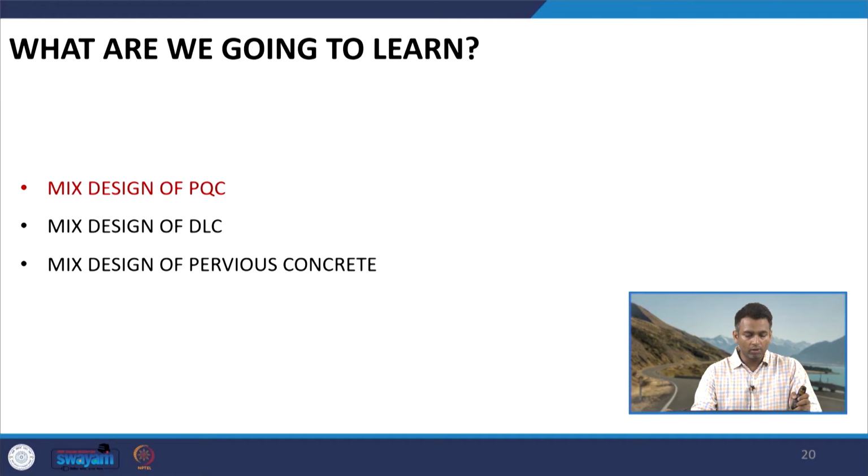Hello friends, in the last class we were discussing the mix design of pavement quality concrete, and we have learned several steps that are involved in the mix design process. We have understood various parameters that should be considered for designing a pavement quality concrete. Let us solve a few problems today so that we are confident when a problem is given to us. So, today we will try to solve a few problems.